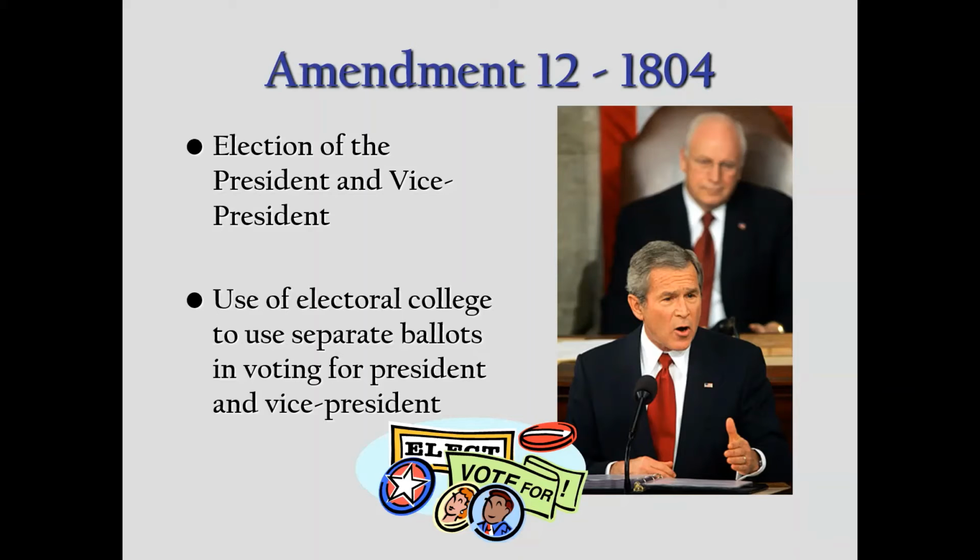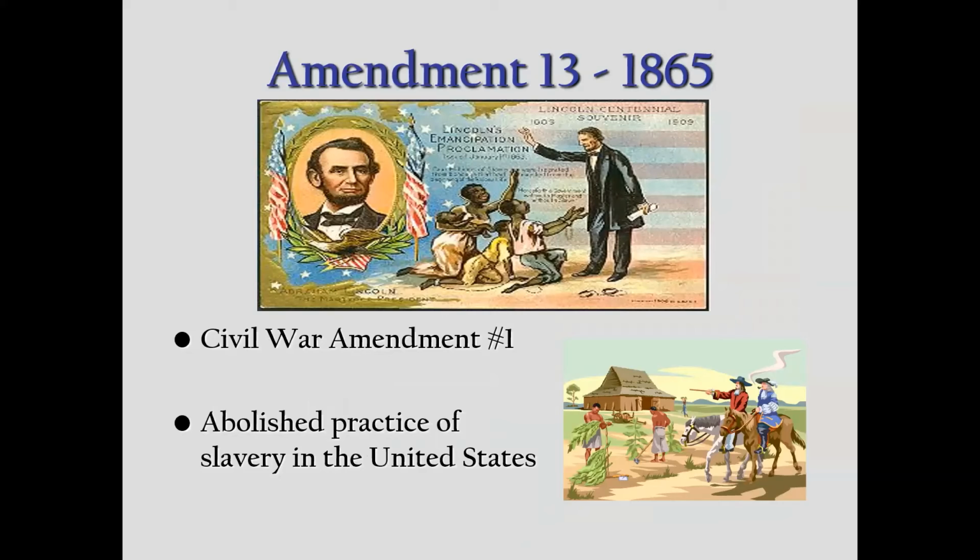The 13th, 14th, and 15th Amendments are grouped together, and they are known as the Civil Rights Amendments. The 13th Amendment was passed in 1865 and abolished slavery in the United States. It's known as the first of three Civil War amendments, and obviously was a landmark decision. I also think it's worth pointing out that from the 12th Amendment to the 13th Amendment, 61 years passed. So there was a lot of time in between those amendments as well.